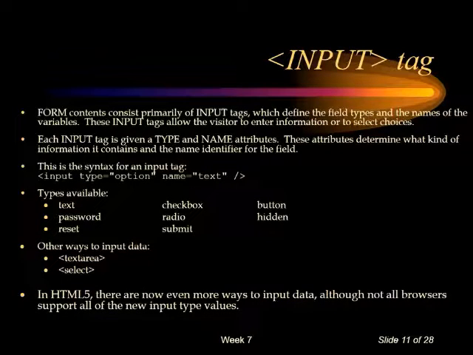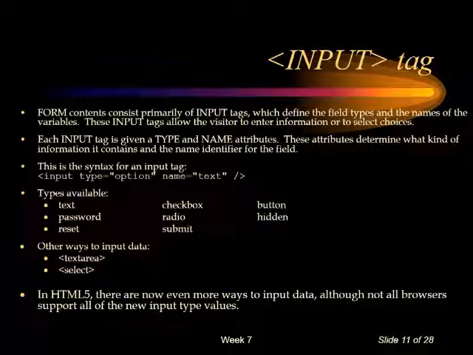The form itself then is primarily consisted of input tags, which define the various different field types and the names of the variables. Those input tags allow the visitor to enter the information or to select the choices that the web developer desired. Every input tag is given a type and name attribute. These attributes determine the kind of information that the input tag contains, as well as the name of the variable for that form field.